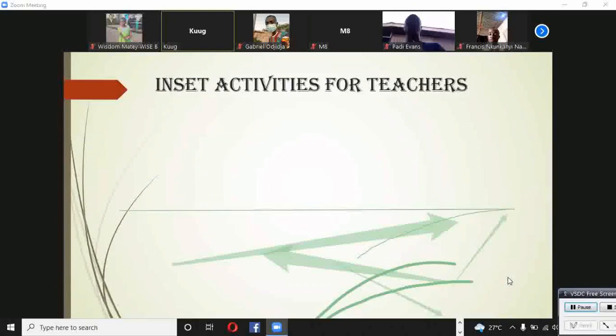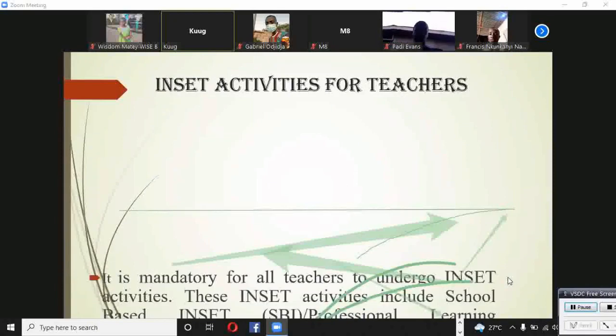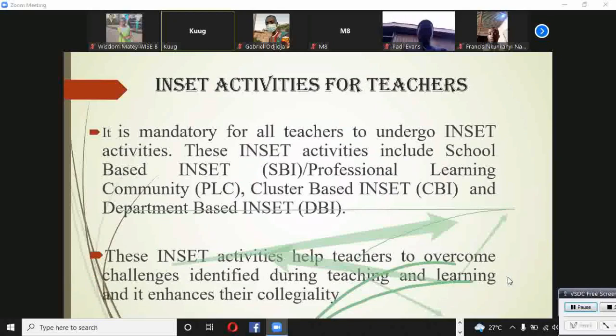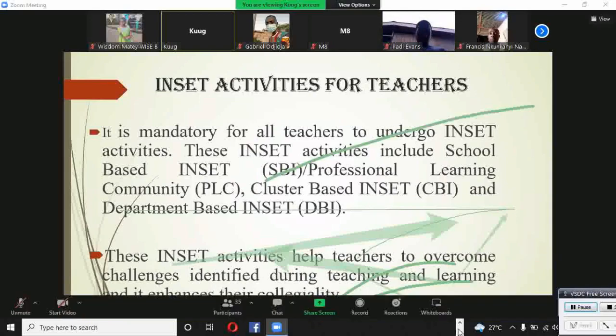Now let's go through the INSET activities for teachers. It is mandatory for all teachers to undergo INSET activities. These INSET activities include school-based INSET, SBI, Professional Learning Community, PLC, cluster-based INSET, CBI, and department-based INSET, DBI. These INSET activities help teachers to overcome challenges identified during the teaching and learning, and it enhances their collegiality.